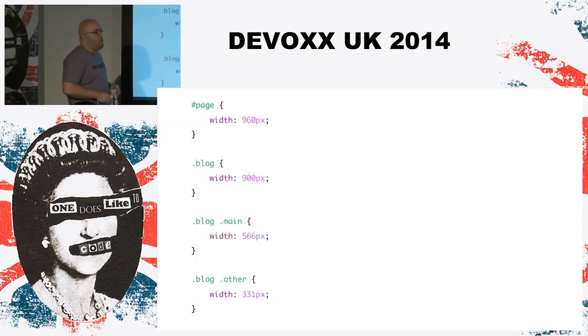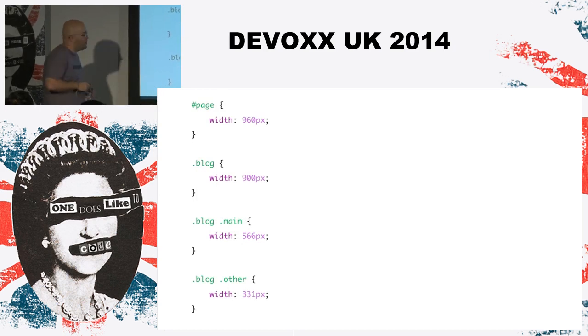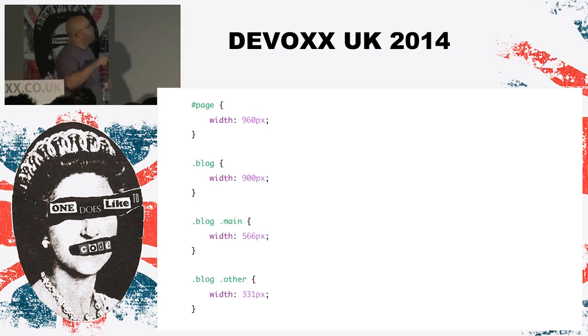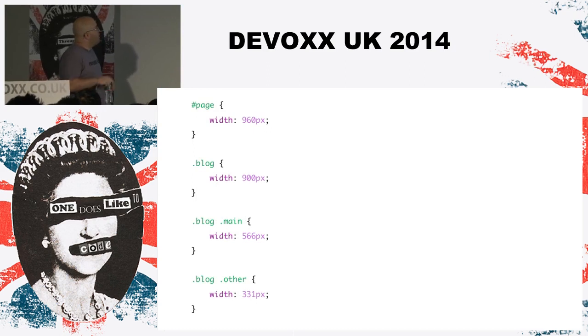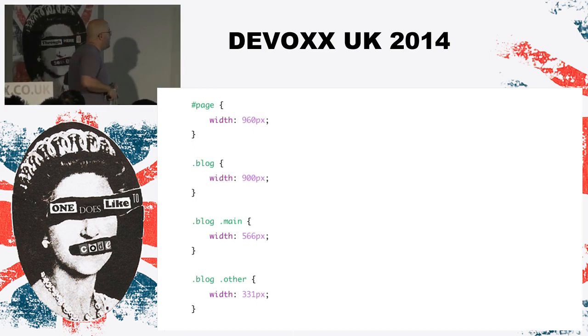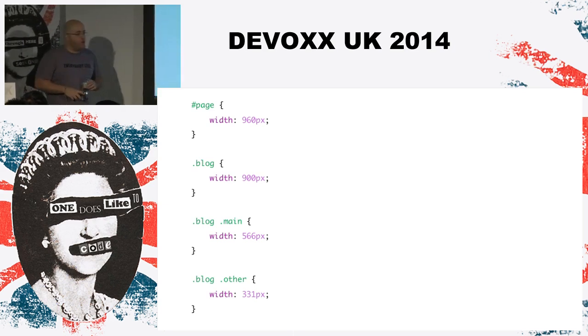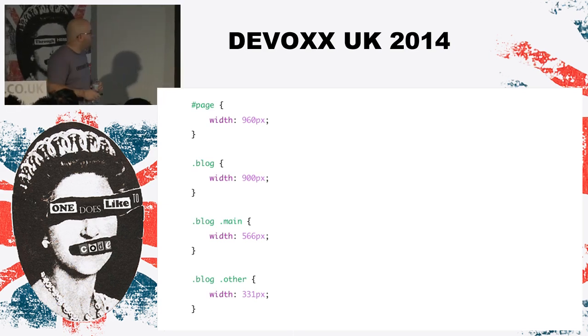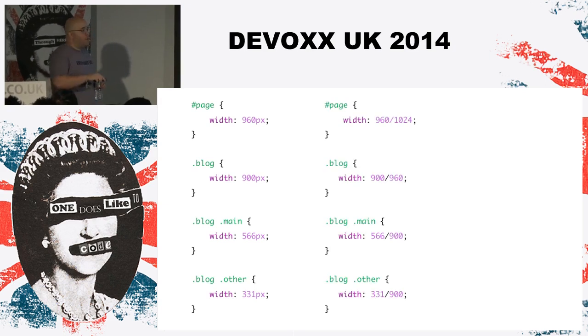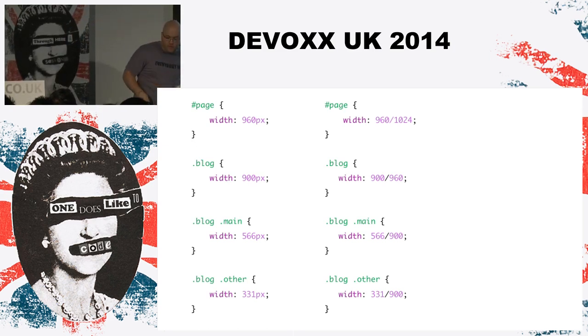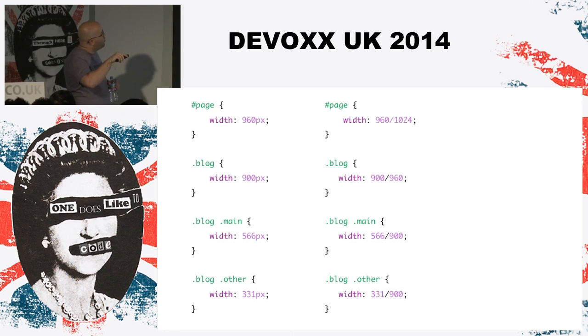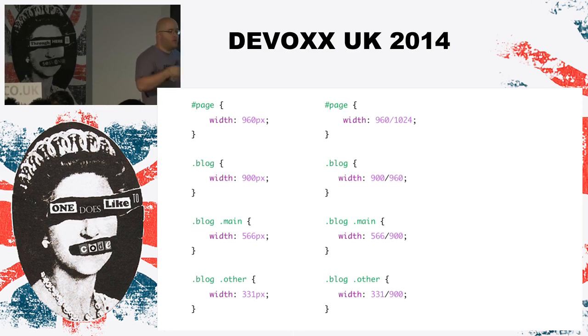So if you think about that web page, I just kept the size of those in the CSS. So I have my page. My width was 960 pixels. I have my blog, 900 pixels. My main is 566 pixels, and the other is 331 pixels. So what I'm going to do, again, I'm going to take my context, and I'm going to divide. So I'm going to take my width, 960 pixels. What I did is that when I was creating that page, I had my resolution at 1000 or 1024. So that's going to be my context.